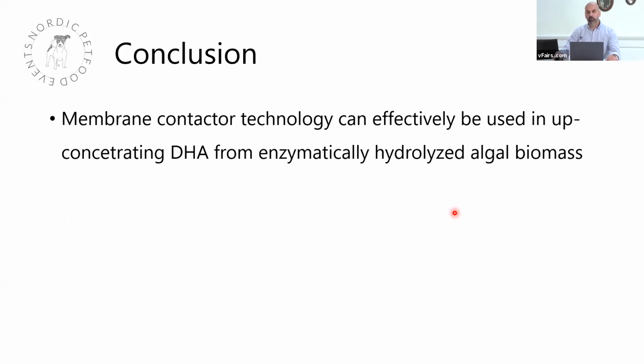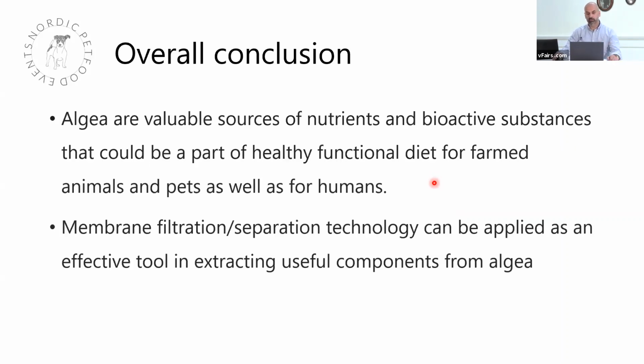So the conclusion for this experiment is that membrane contactor technology can effectively be used to up-concentrate DHA from enzymatically hydrolyzed algal biomass. And the overall conclusion is that algae are a valuable source of nutrients and bioactive substances that could be a part of a healthy, functional diet for farmed animals and pets as well as for humans. And membrane filtration separation technology can be applied as an effective tool in extracting useful components from algae.